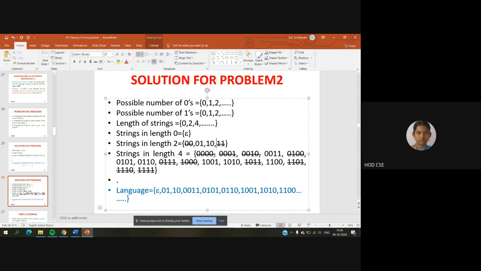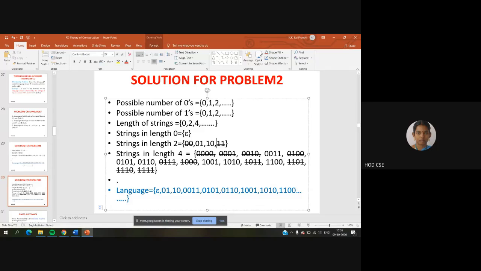If I take the first string 0000, there are four 0s but there is no 1. The condition is equal number of 0 and 1 should be there. So I can strike out this. The second member, 0001, has 3 zeros and only one 1. There is no equal number of zeros and ones. I strike out this. 0010, 3 zeros and one 1. That is not eligible. So I can strike out this. Fourth string, 0011. There are 2 zeros and 2 ones. This is a valid string. I can take it. This is a member of the language.